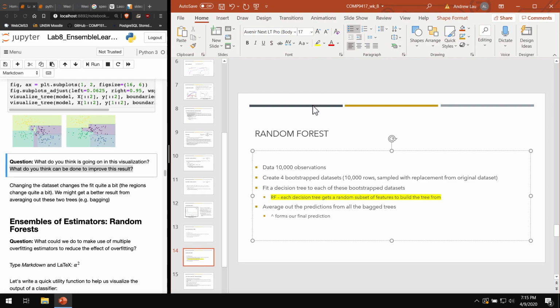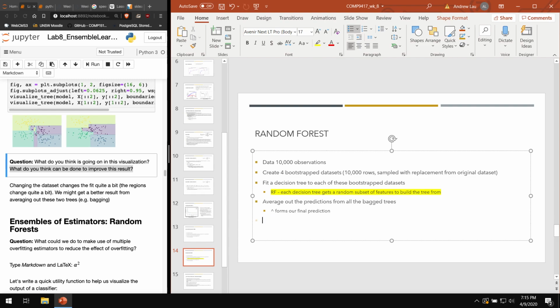Now, why does this matter? It seems a bit random, right? Why do we only give it a random subset of features? Now, why we do this is it decorrelates each of the trees.